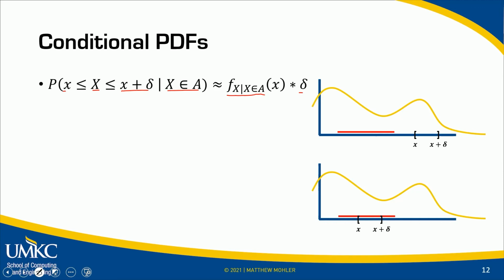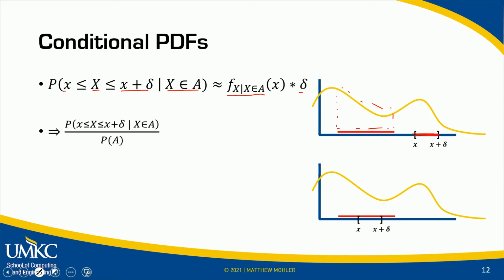For the top graph, we can pretty visually say, hey, x to x plus delta, none of this is part of the event A. So it's pretty intuitive to say that this should be 0, right? There should not be any probability of that occurring because we've limited our scope to being this region here, this area.